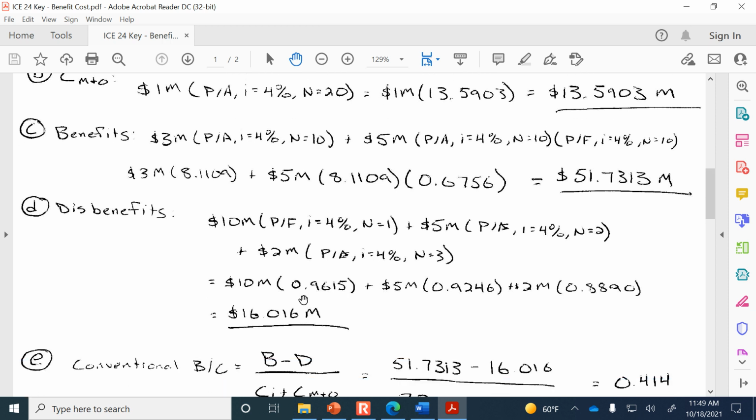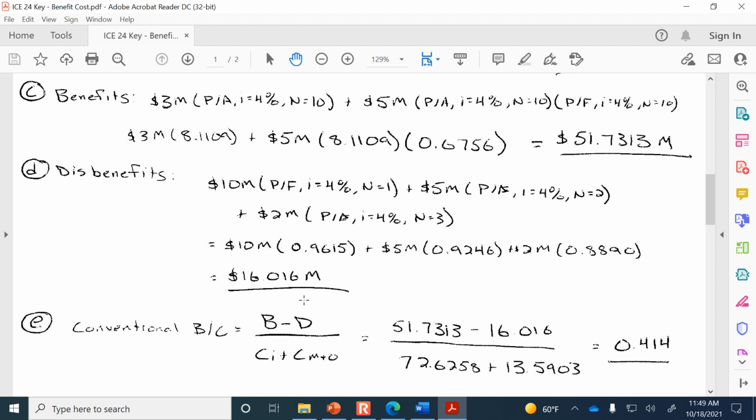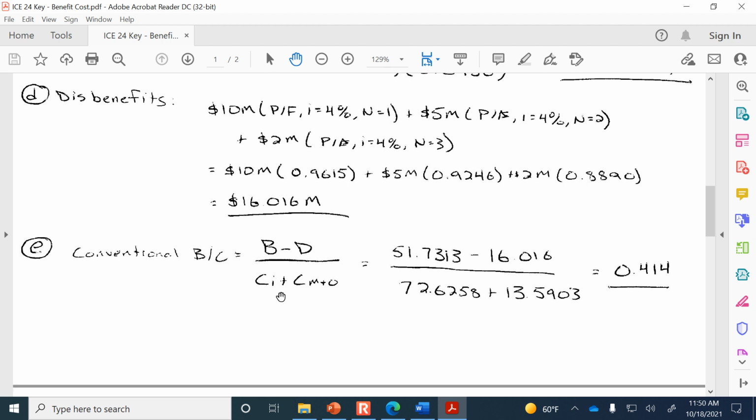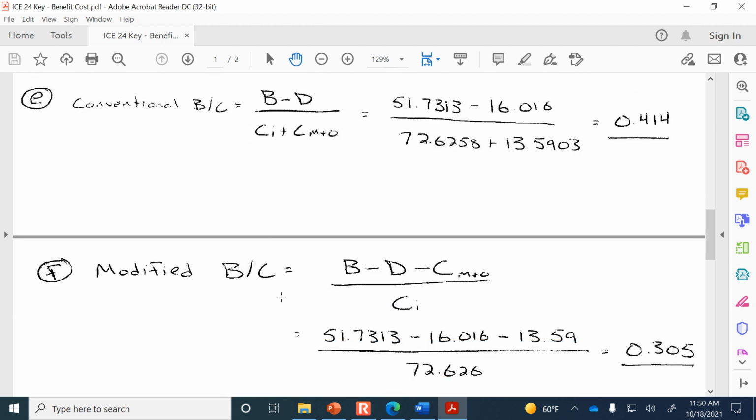Now the ratios, this project is not justified because the conventional B/C ratio says that for every dollar of cost, you only get 41 cents of benefit. So you're buying 41 cents and spending $1 to get it. So this project is not justified according to the conventional B/C ratio. According to the modified ratio, things look even worse. 30 cents of benefit for every dollar of cost.